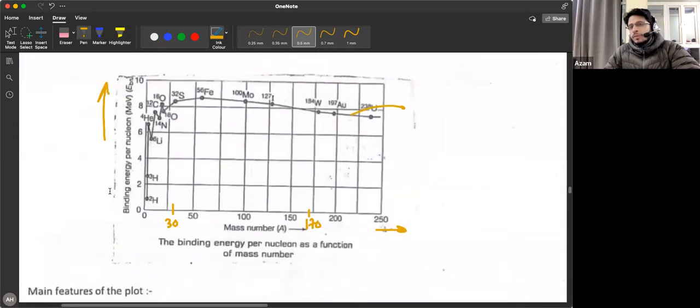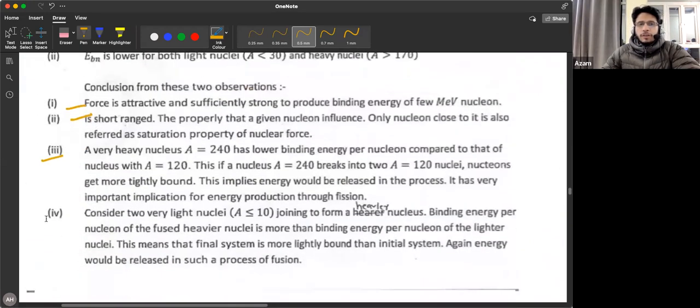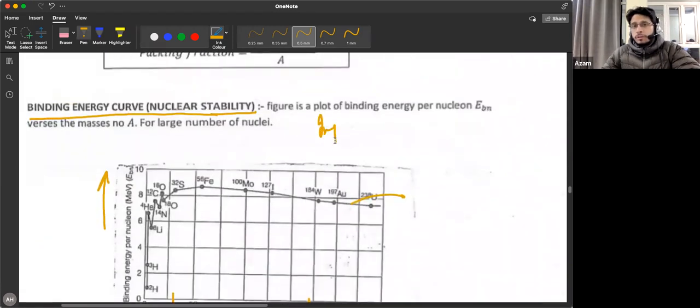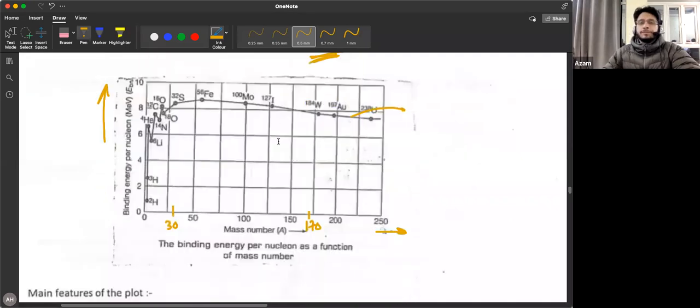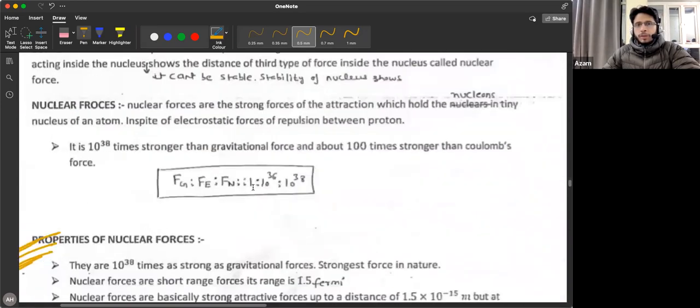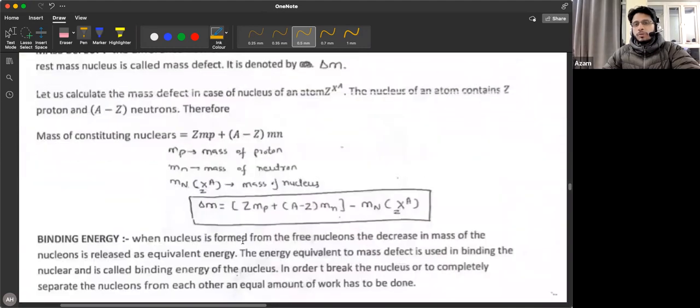Then again, the same thing for fission and fusion. If two light nuclei fuse to form a heavy nucleus, then the heavy nucleus should have higher binding energy than the lighter ones. Then only energy will release. If a heavy nucleus breaks into two light nuclei, then the lighter nuclei should have more binding energy than the parent nucleus. Otherwise, there won't be any emission of energy. So these are the important points regarding this curve. I'll mention each and every point. Just go through these points, this is very, very important. This is your homework. You will read these pointers, and then you will go through these points.